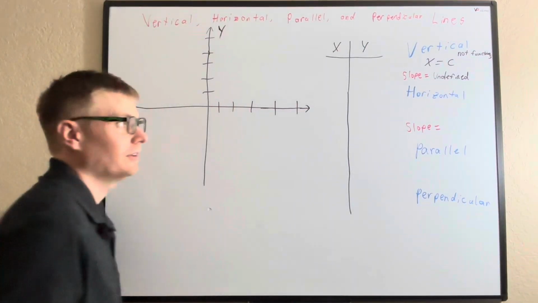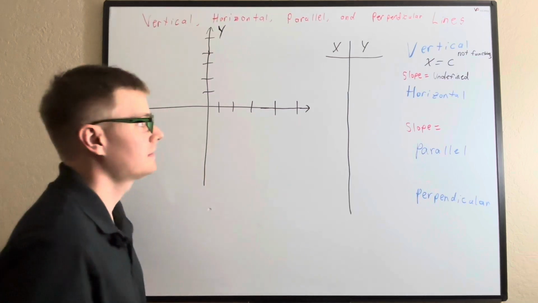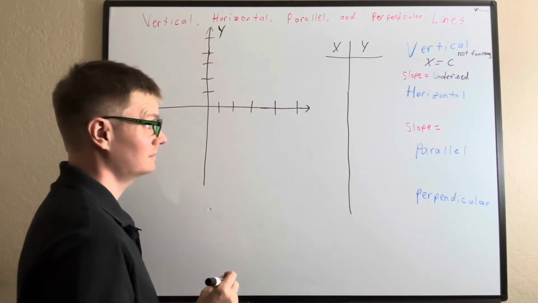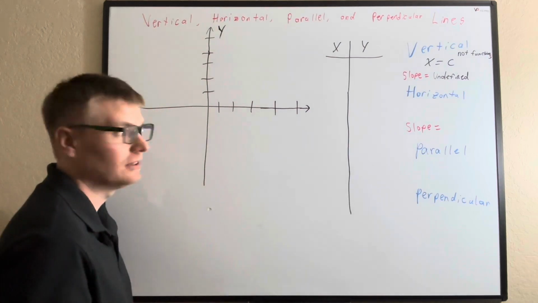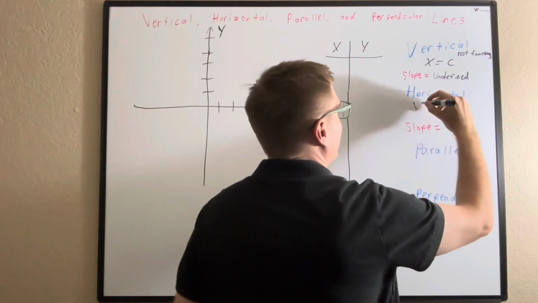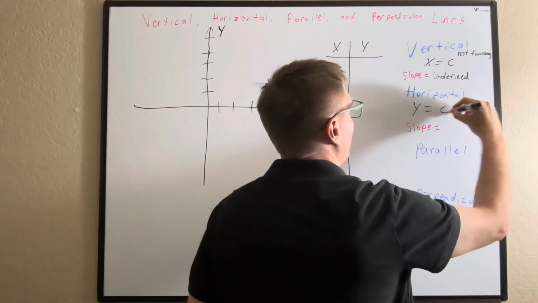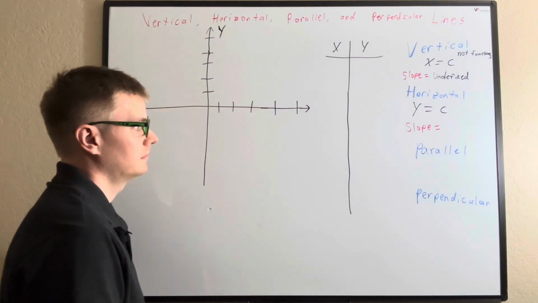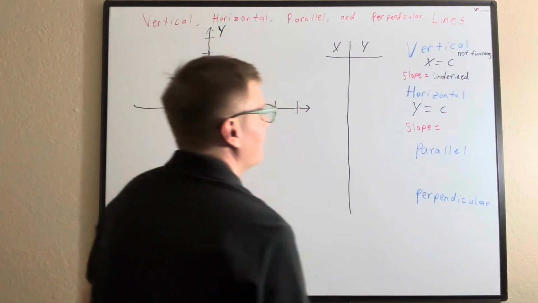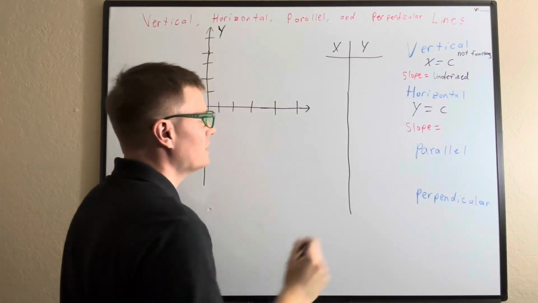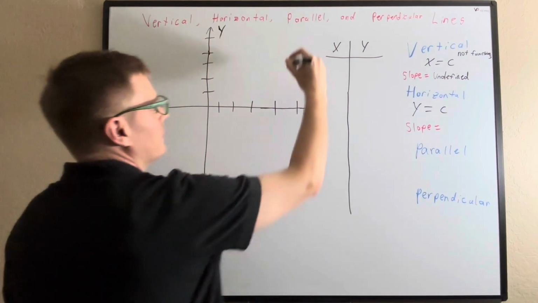All right, now I'm going to go over horizontal lines. Now, the standard form of a horizontal line is very similar to the vertical line, except instead of x equals, it's y equals c. Well, that was easy. But what is the slope? You know, is this a function? How would you graph that?